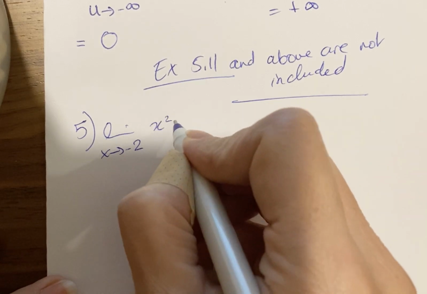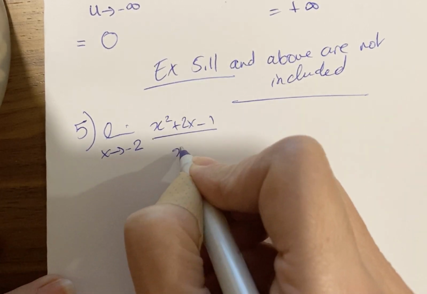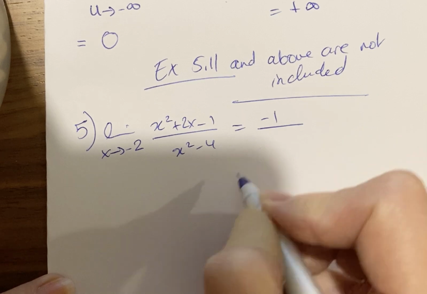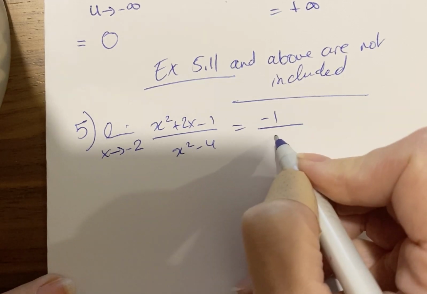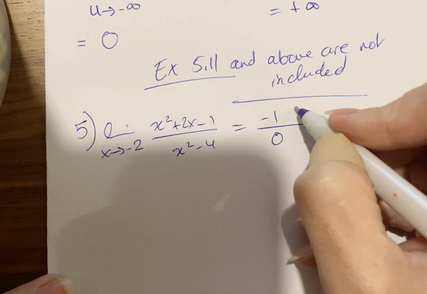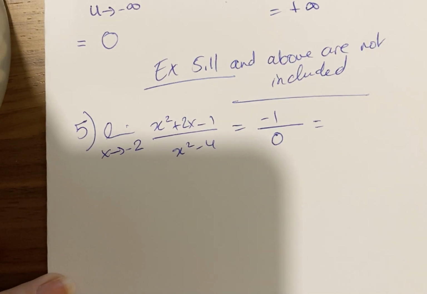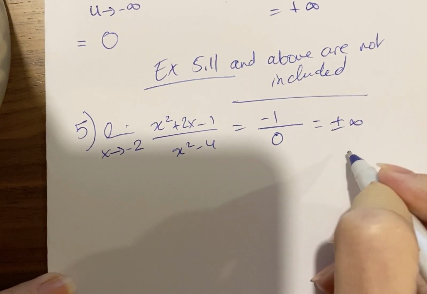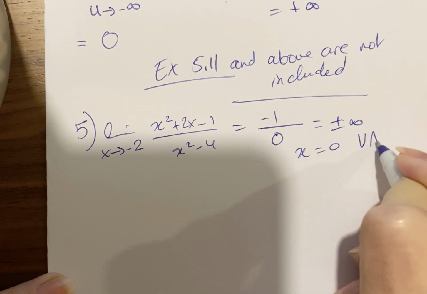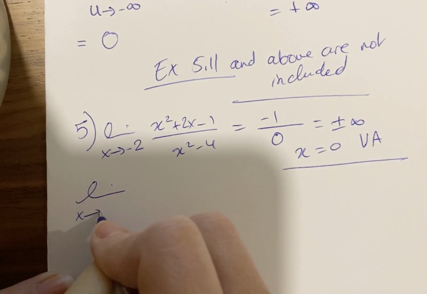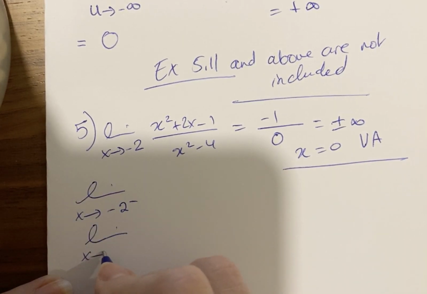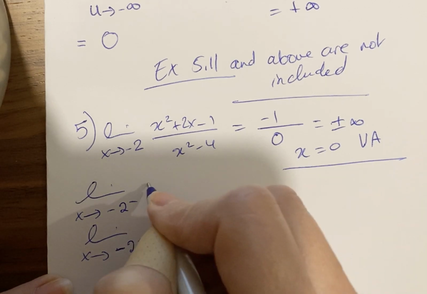So x squared plus 2x minus 1 over x squared minus 4. I substitute, I get minus 1 over minus 2 squared minus 4, which is 0. A number over 0, right away, one shot, you do not think about it. This means we have plus or minus infinity, which means minus 2 is a vertical asymptote, which means that I need to check the left side and the right side, each one on its own.